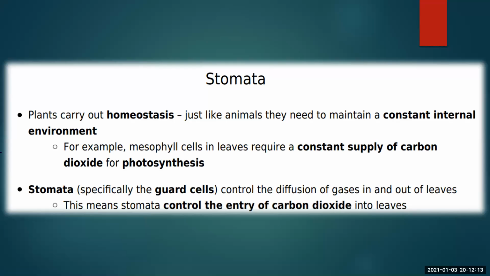Okay, so through stomata, plants are actually carrying out homeostasis, right? Plants need to maintain a constant environment. For example, the mesophyll cells in the leaf require a constant supply of carbon dioxide for photosynthesis because they have a lot of chloroplasts, right? Stomata, specifically the guard cells, control the diffusion of gases in and out of the leaves. For photosynthesis to take place, we need carbon dioxide.